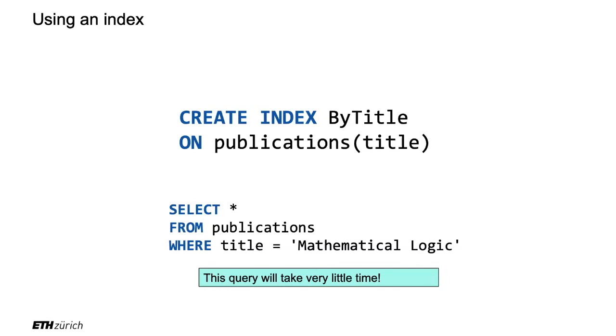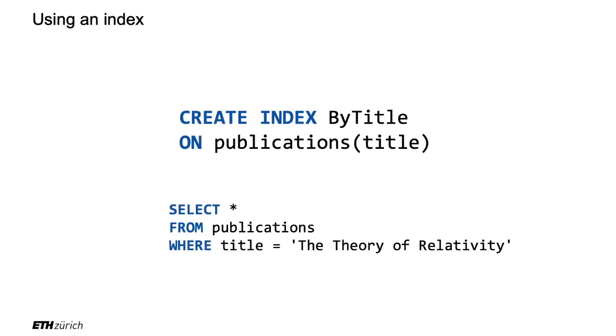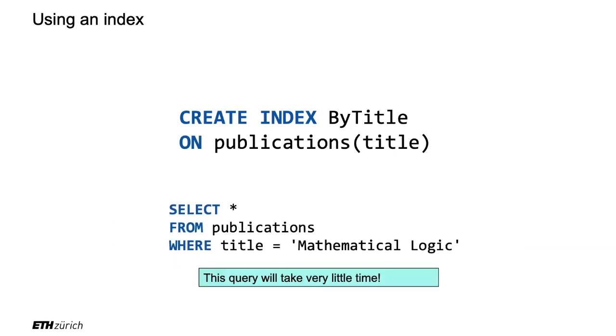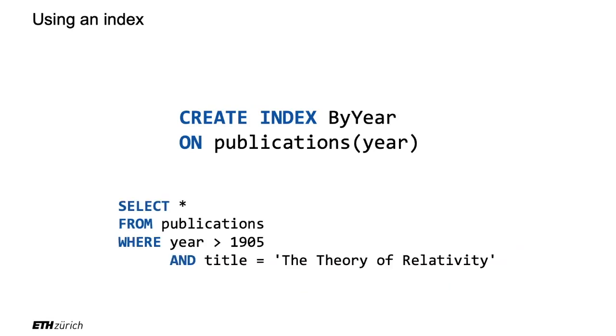Okay, but once you're done, and you issue that query there, the query will take very little time, super fast, logarithmic. This one too. You see, you don't know the value in advance, right? But whatever value you put is going to be fast. What about this one? So imagine you index the column year in the publications table.